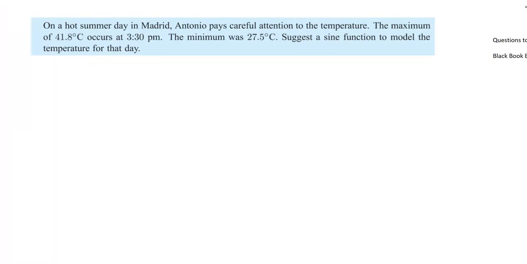Okay, so we've got some clues here to help us. We know we are looking for a sine function. First of all, I think we should try and find that principal axis that we're rotating around. So that's going to be like the average of the maximum and the minimum. So if we take the maximum, which is 41.8, and we add to it the minimum, and we divide by 2, we're going to have that oscillating number that we're going to rotate around. So that is going to be 34.65 degrees C.